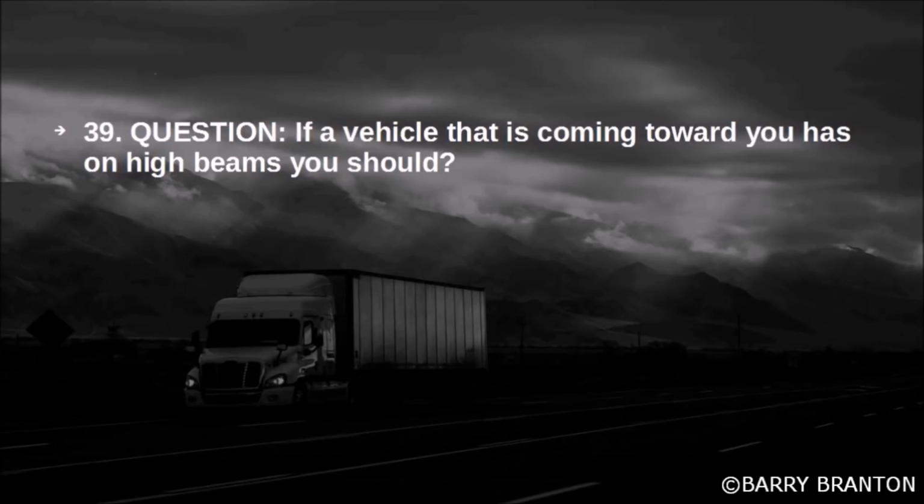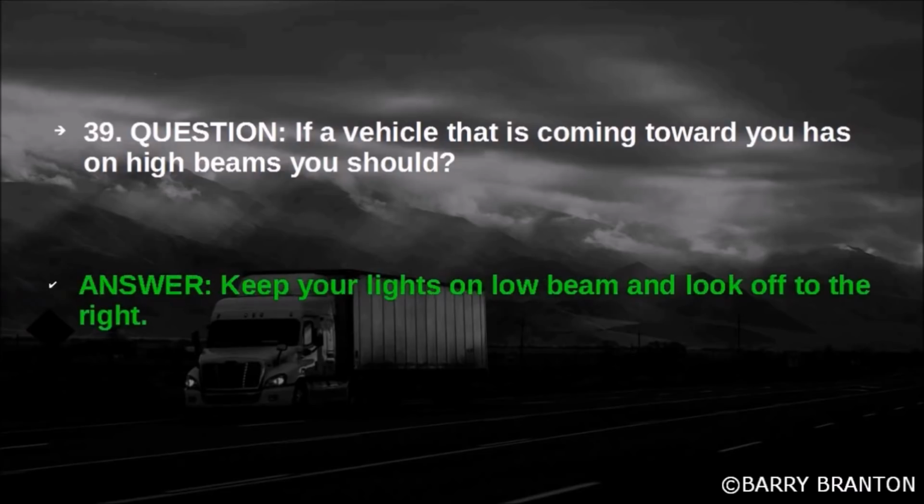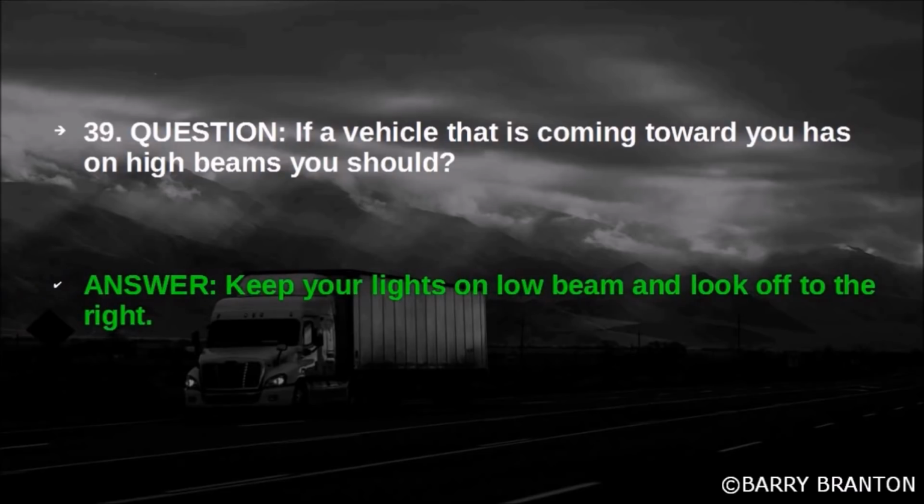If a vehicle that is coming towards you has its high beams on, you should keep your lights on low beam and look off to the right. So basically, if you're seeing a vehicle come towards you with its high beams on, you don't want to turn your high beams on. Keep your lights on low beam and look off to the right.